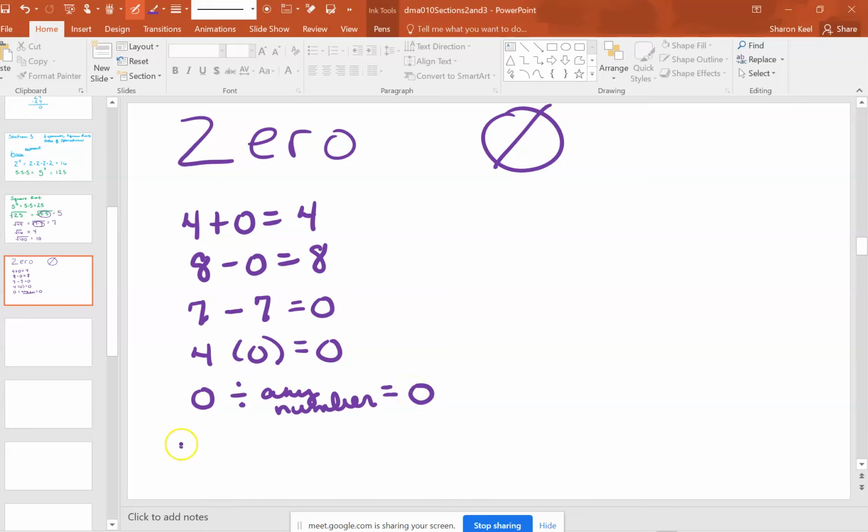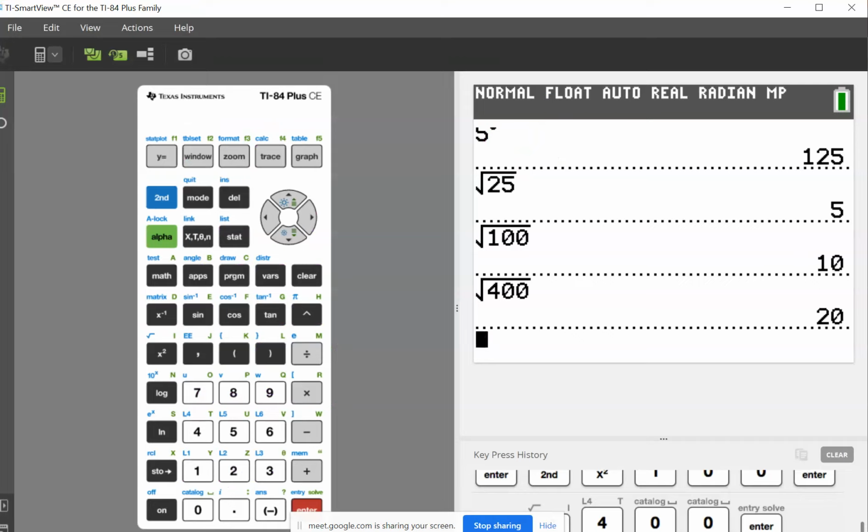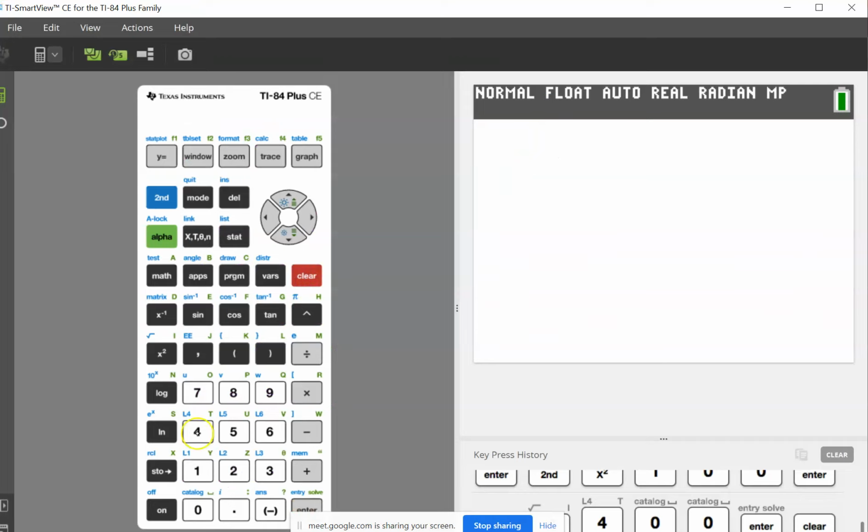However, if I have any number and I try to divide by 0, I'm going to get a special answer that's called undefined. I get undefined because I cannot divide by a 0. So let's look at that.